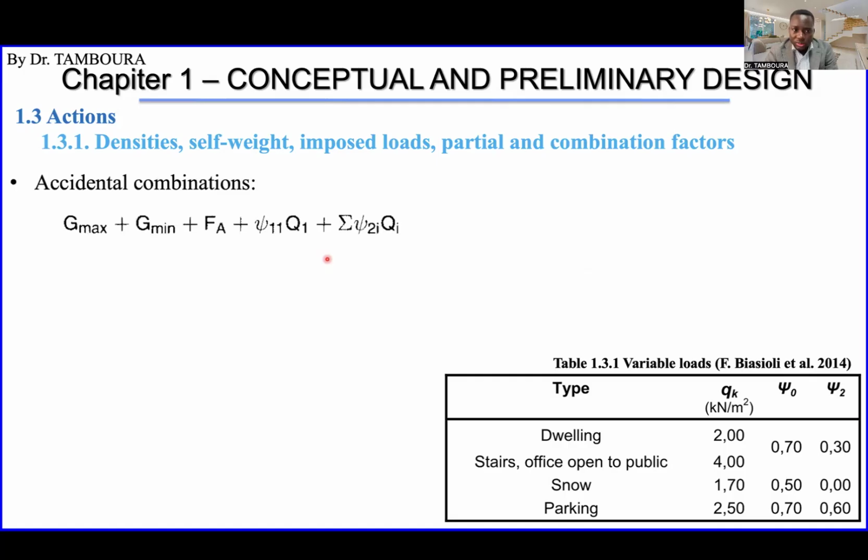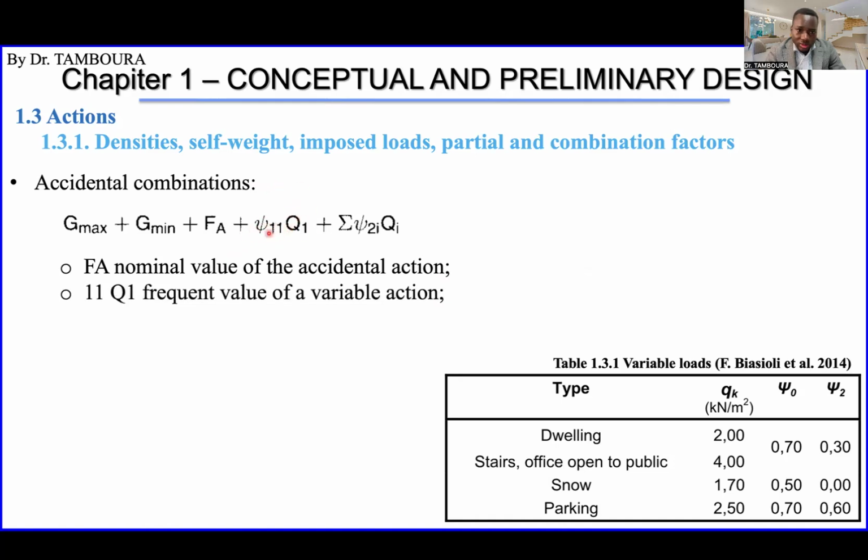Accidental combination now, in case of an accident. Then you have this. You can see that there is no partial factor here, G maximum. This G maximum is similar to the previous one defined in the previous slide. You have G minimum. And Fa, this Fa is the nominal value of the accidental action. For example, if a car hits the building, you will have to evaluate the force of this car, depending on the speed and the weight of the car.